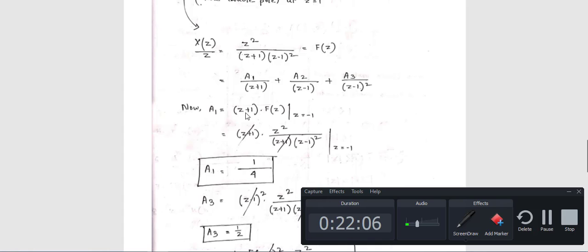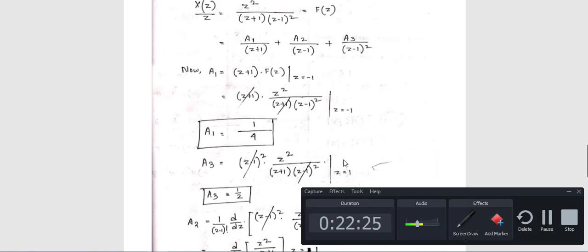What is the value of z? If you put z plus 1 is equal to 0, then what is the value of the pole? Z is equal to minus 1. So just write down z is equal to minus 1. Now if you calculate this function, you will get a1 is equal to 1 by 4. Now after a1 I will calculate the highest order value. Here the highest order value is attached to the a3 variable, that's why I have chosen a3 first. Okay, now what is a3? Upon a3, what is the factor?